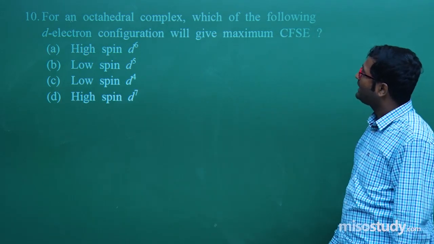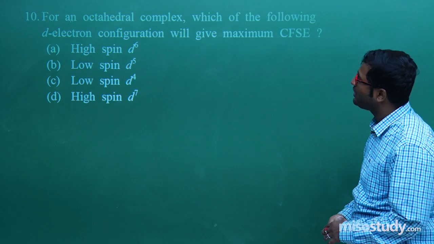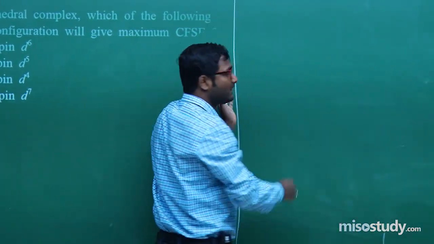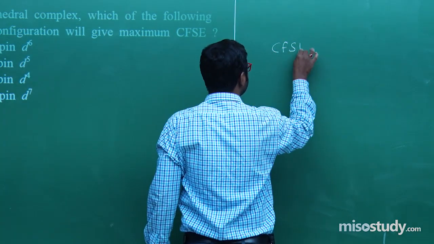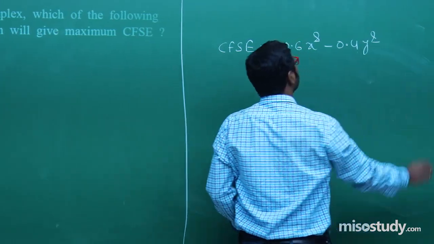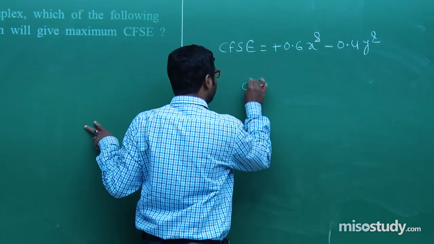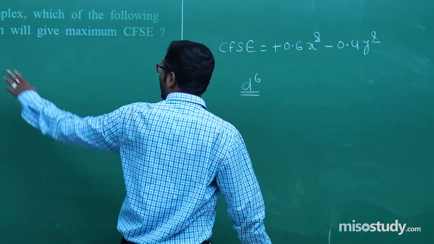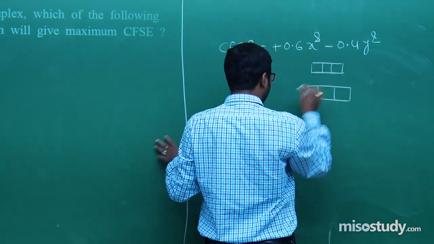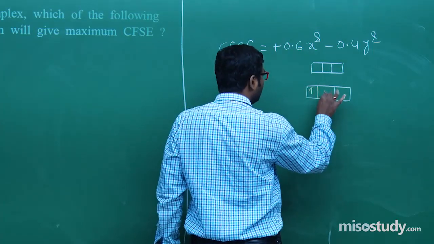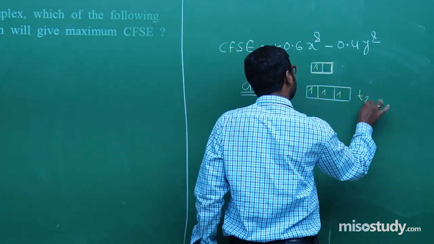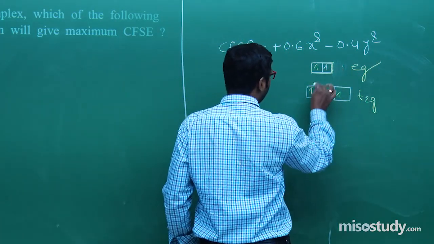The next one is: for an octahedral complex, which of the following d-electron configurations will give maximum CFSE, crystal field stabilization energy? For an octahedral complex, tell me what is the value of CFSE? It is 0.6 x minus 0.4 y. This is the formula. Now as I told you, d6, then what will happen in this case? That is high spin d6. Yes sir, we are going to tell you, wait for a moment. Now using colorful chalk, 1 2 3 4, wait, this is 2 only, eg, t2g and eg, okay, 1 2 3 4 5 and 6. Clear?